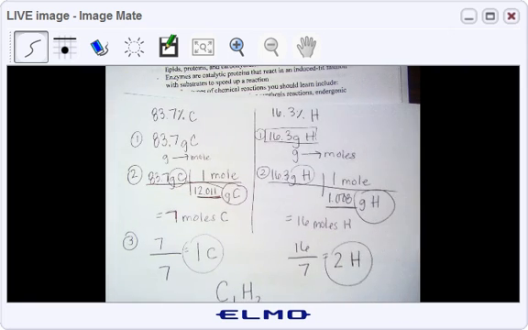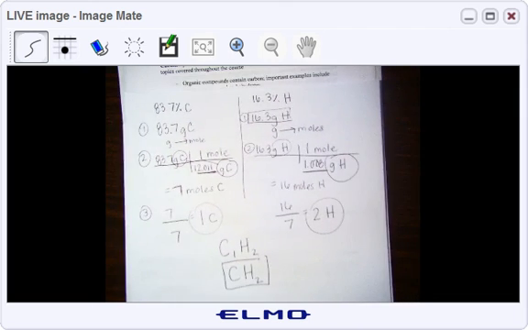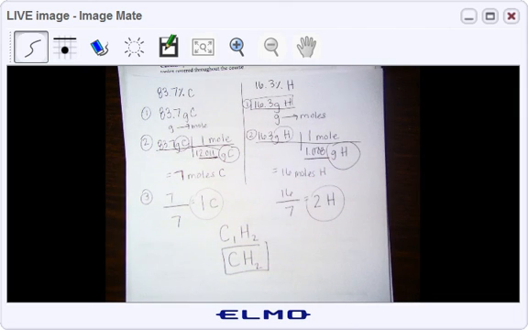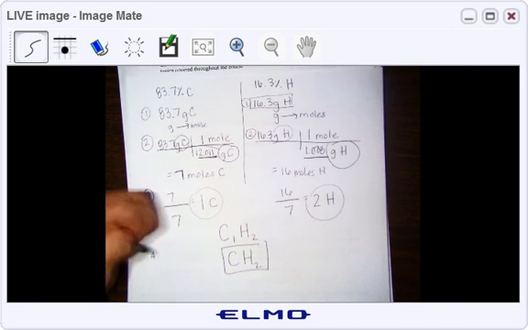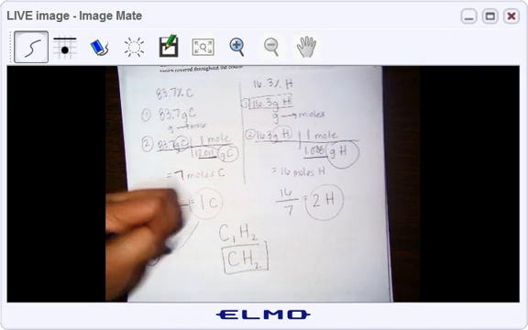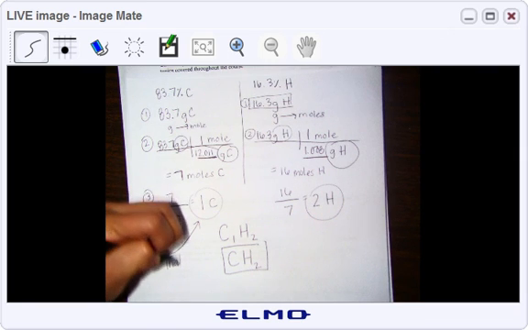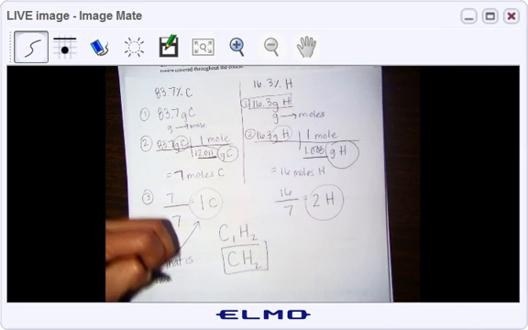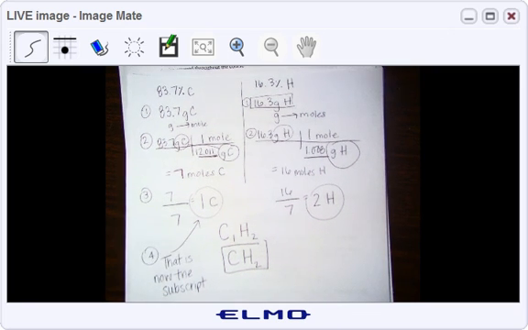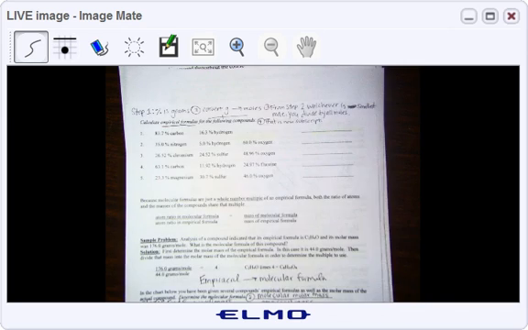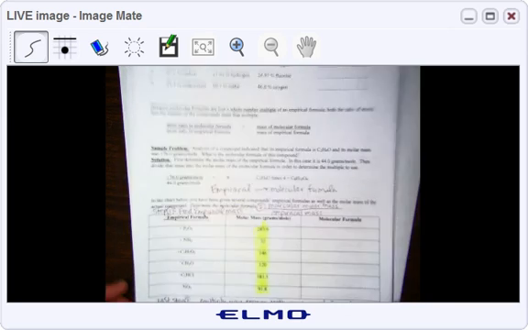I'm going to put this here for a second and zoom out entirely. And if you want to pause it, write down the steps. The last step, number 4, is now the subscript. Whatever you get after you're done dividing is now the subscript. So that's calculating empirical formula.